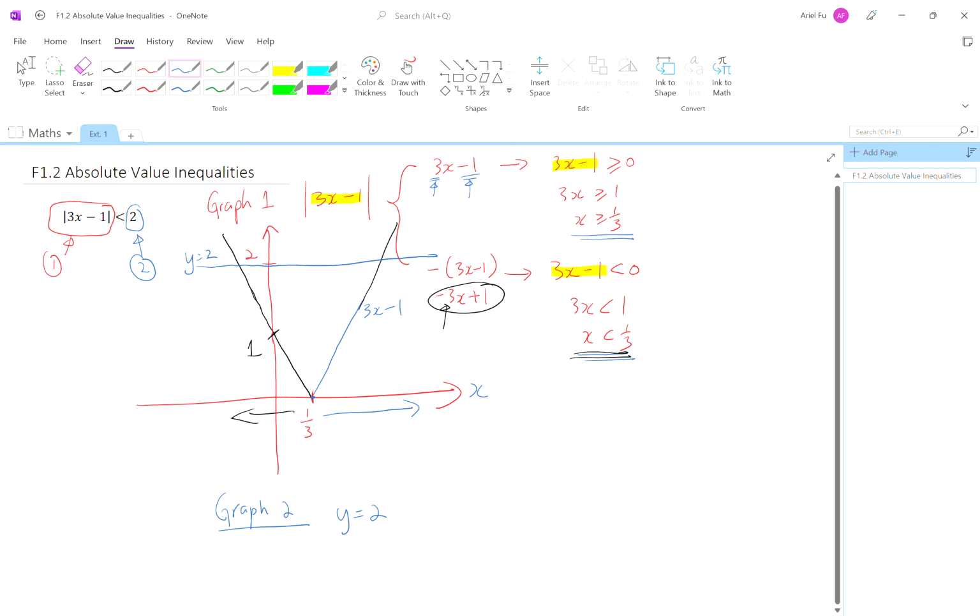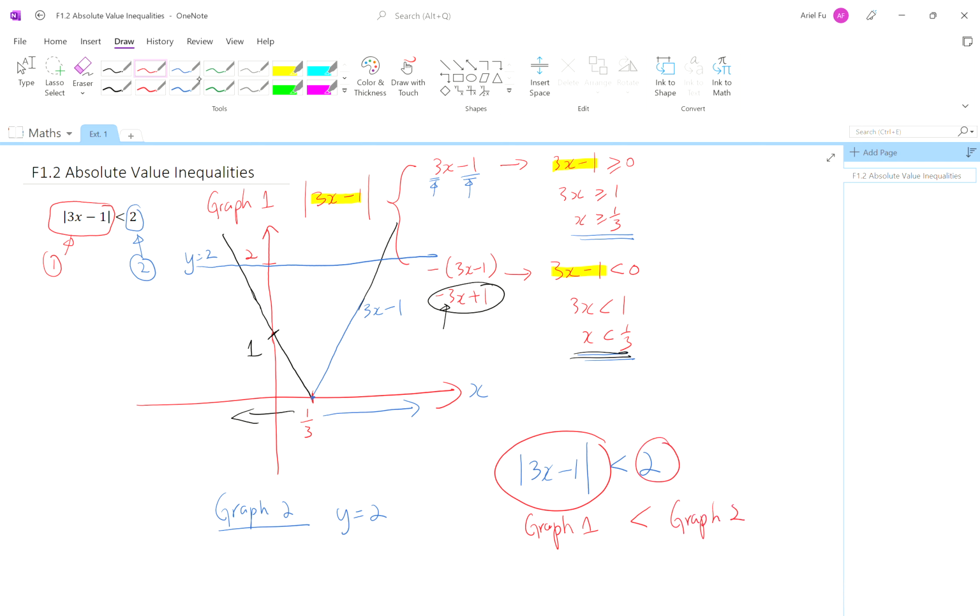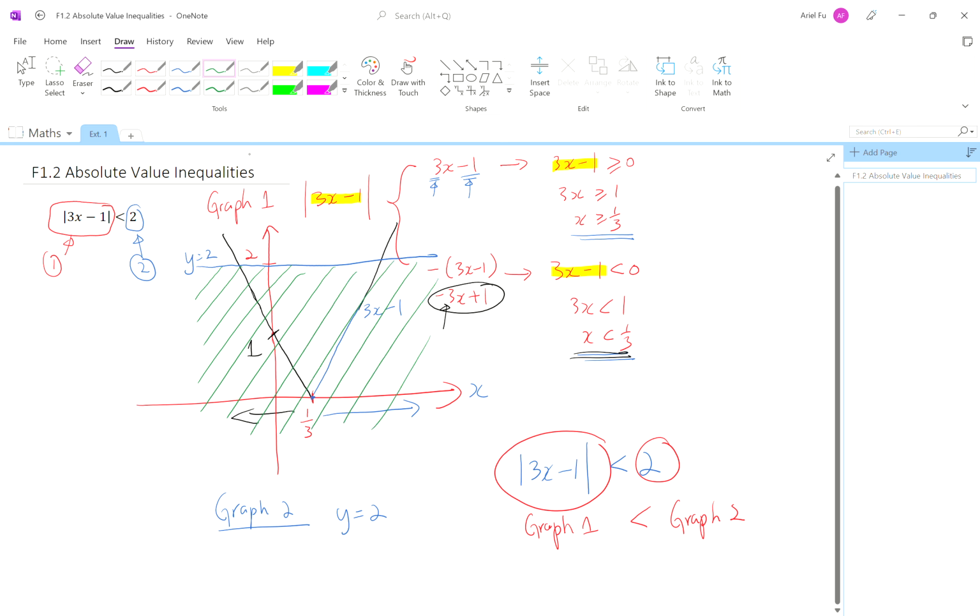Now, for this particular inequality, I want when the absolute value of 3x minus 1 is less than 2, i.e. I want when graph 1 is below graph 2. As you can see on the graph over here, that is when this part happens. This is when the red graph is below the blue graph, underneath it.